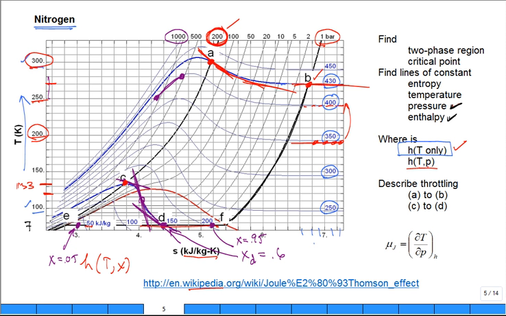You can see the sequence of points to the left is one behavior of the nitrogen, and to the right is the other behavior of the nitrogen, right? Okay.